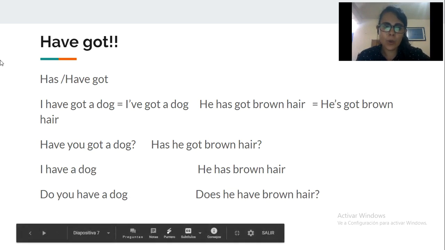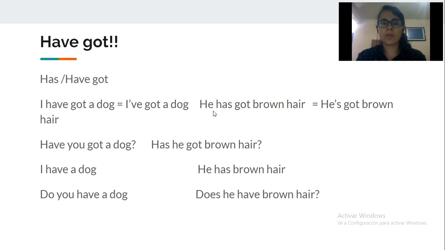Okay, so I'm telling you this because let's check how we will form the question tag. Okay, we have he has got brown hair, or we have these sentences. This sentence, he's got brown hair. The sentence is in affirmative, so the negative will be hasn't he? Okay, or for example, you have got a dog. You've got a dog. The question tag will be haven't you? Okay? You have an example of this in your notebook, so you will have to pay attention to it.